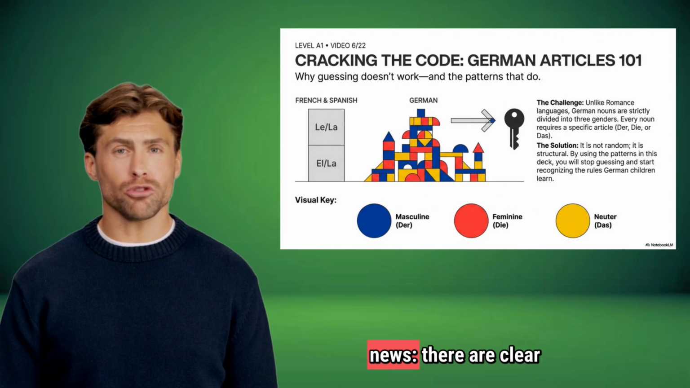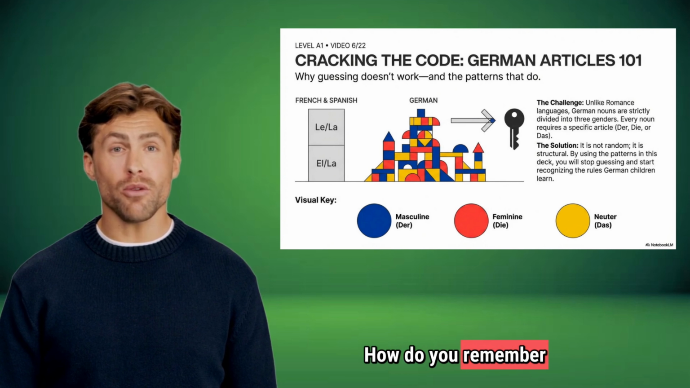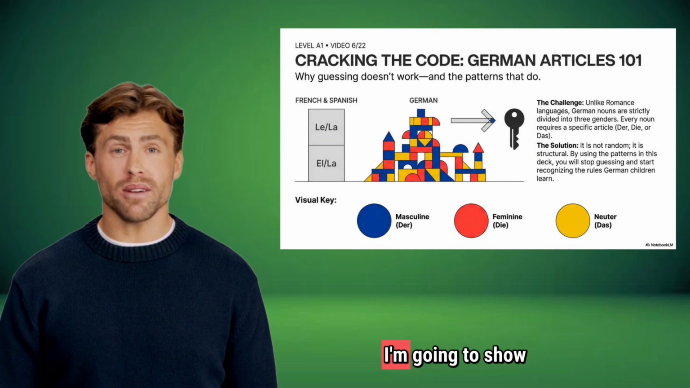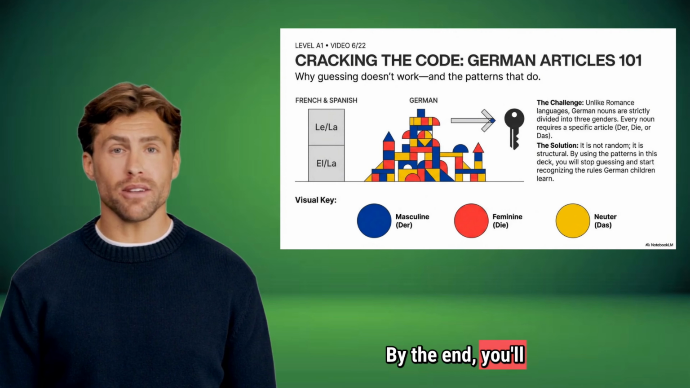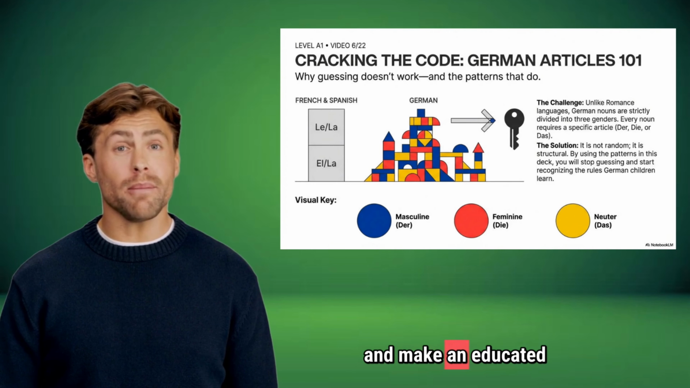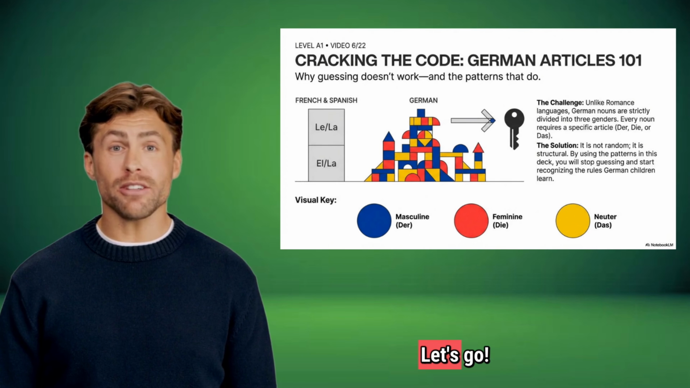But here's the good news. There are clear patterns that help you guess correctly most of the time. Now, I know German gender seems impossible at first. Three genders? How do you remember them all? Don't worry. I'm going to show you the patterns German children learn. By the end, you'll be able to look at a German word and make an educated guess about its gender. Ready? Los geht's! Let's go!